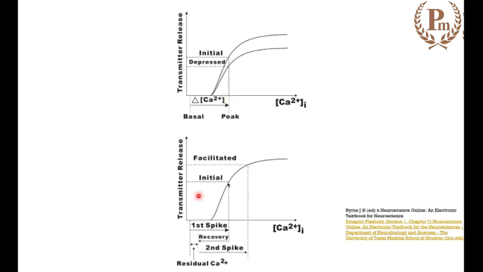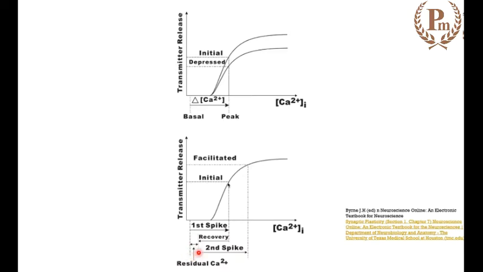How about facilitation? What happened? I gave the first spike. There was a first impulse that gave me this release of the neurotransmitter. Immediately, we gave the second impulse. What has happened after the initial impulse? There was a recovery of calcium ions. After the first impulse, the normal phenomenon is that the calcium will try to go back to its store area, or there will be utilization of that calcium. So there is a recovery phase. But by the time it was recovering, I had given the second stimulus. So this much residual calcium was still remaining.